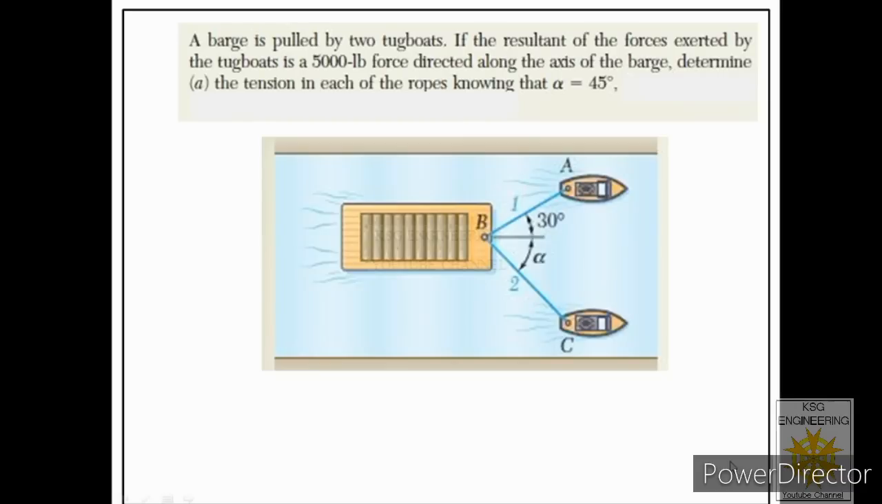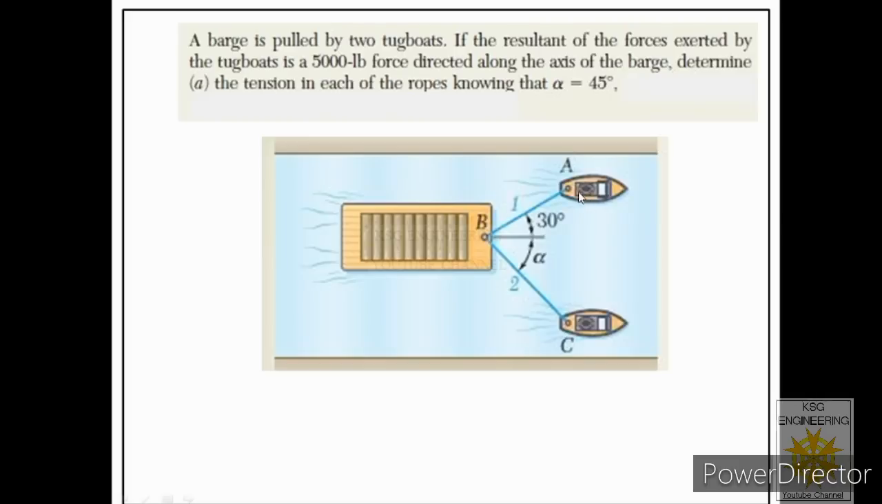So let us understand the given problem. We are given one diagram along with this statement. There is a barge which has some load on it, and it is pulled by using two tugboats. One is labeled as A and the second tugboat is labeled as C. If we read the statement, you will find he has given us the resultant of the forces exerted by the two tugboats.